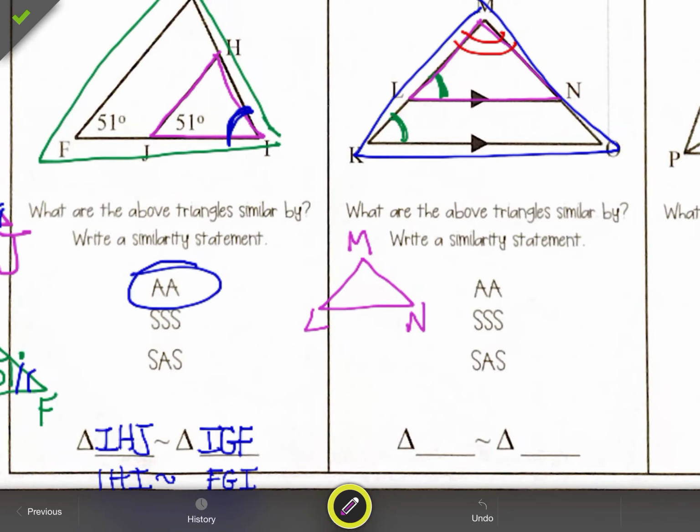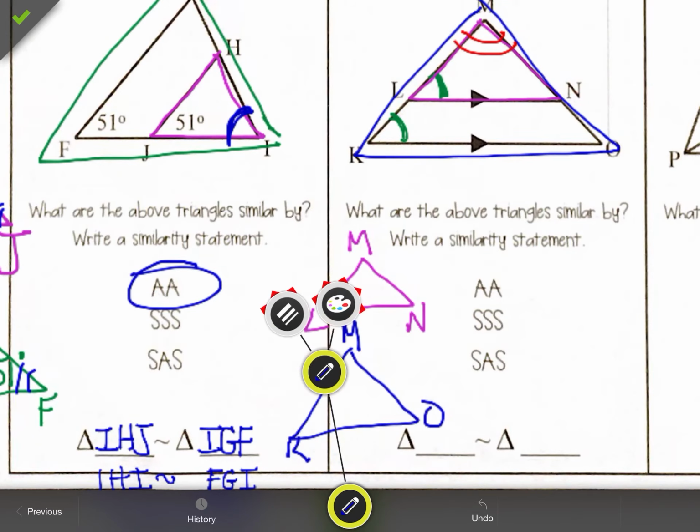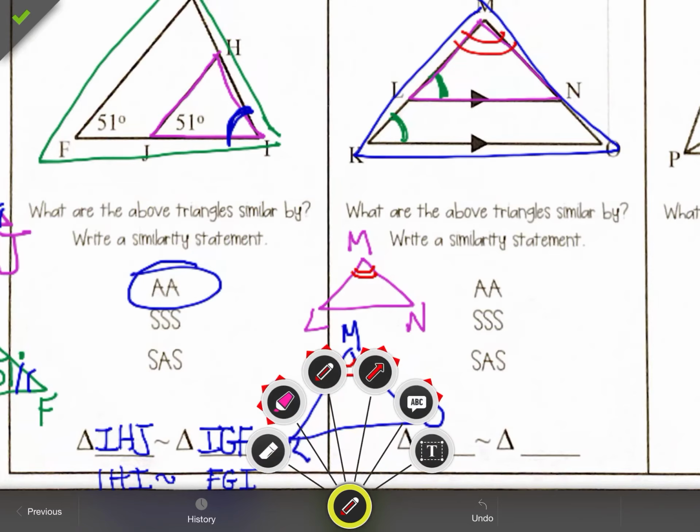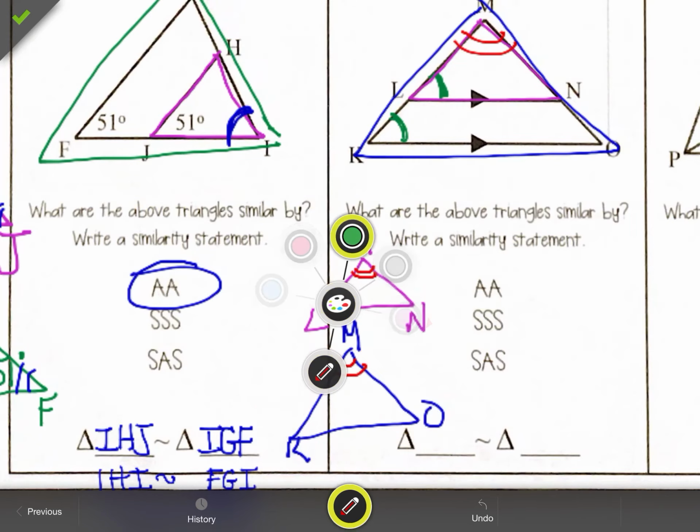Okay, here's MLN. Here's MKO. I'm just redrawing them so I can see them better. All right, I know angle M is shared, so I mark it congruent to itself. I know that angle L is congruent to angle K. You actually also know that angle N is congruent to angle O because those are also corresponding.